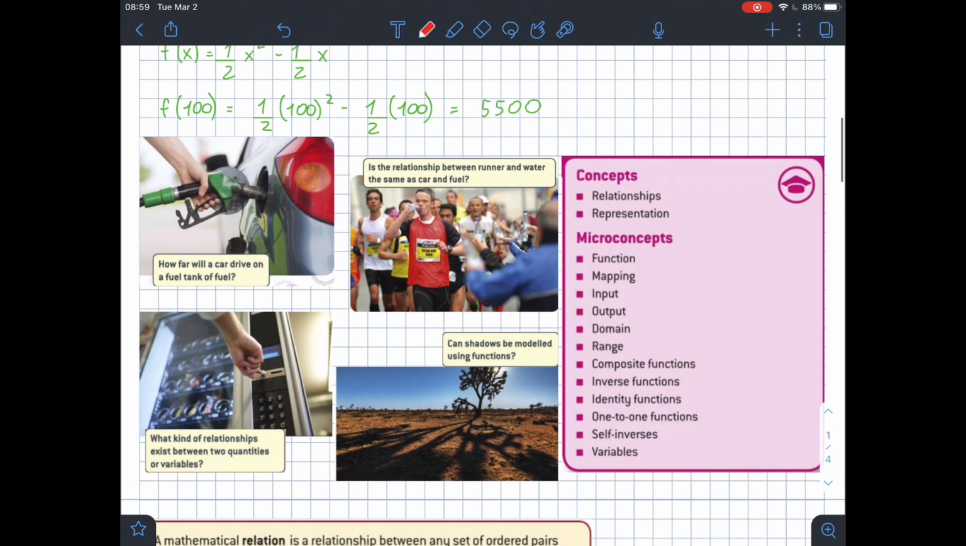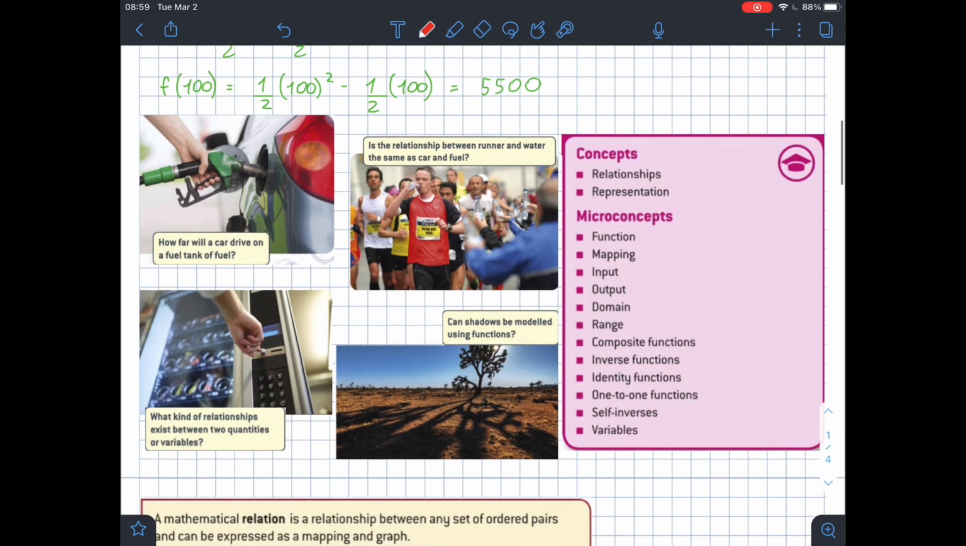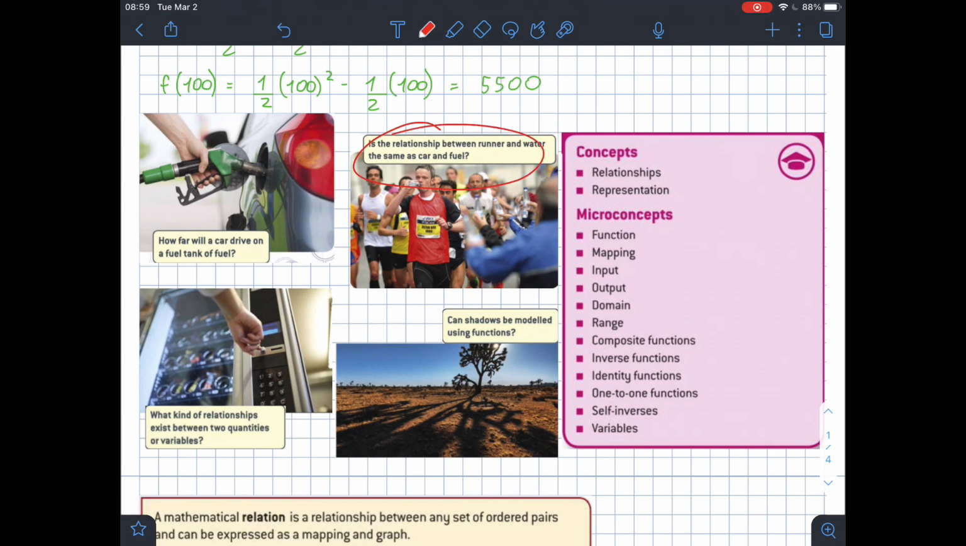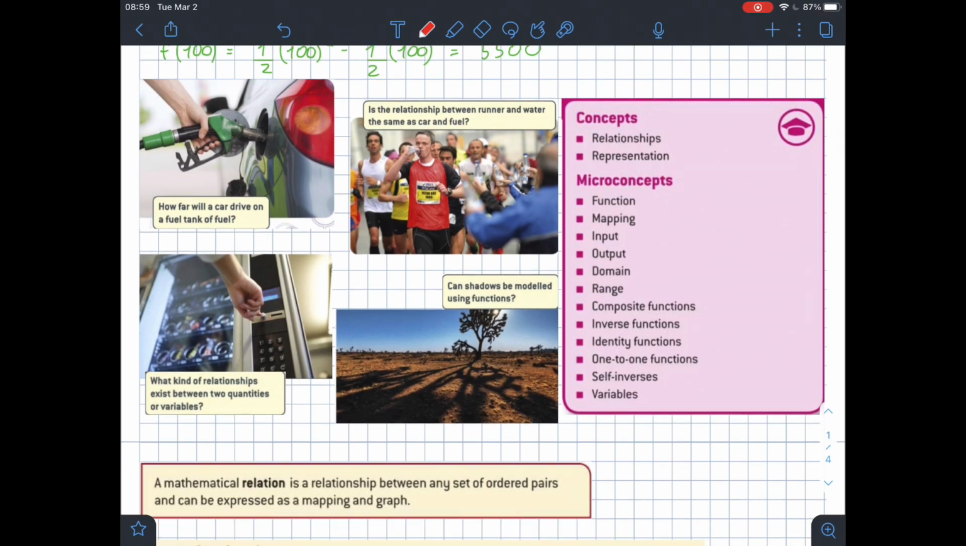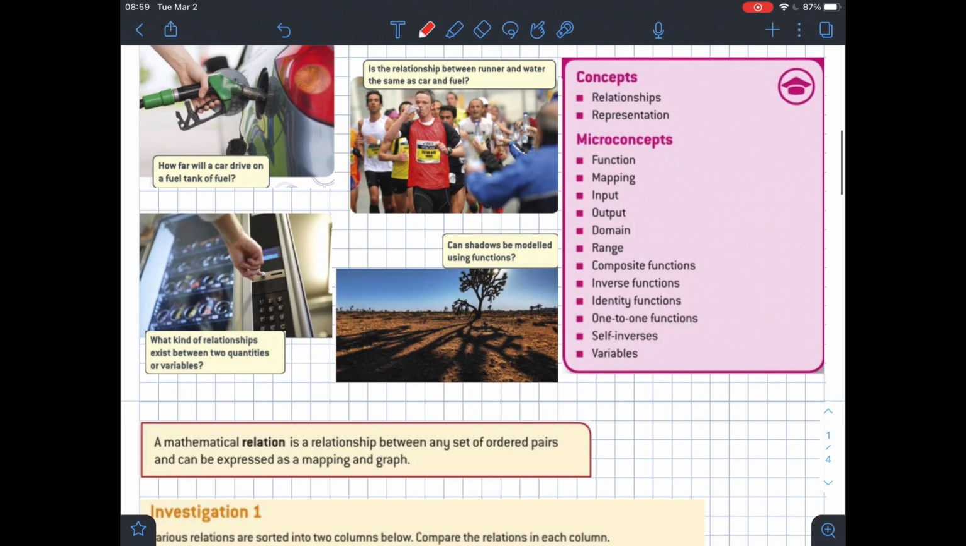Functions. So here are some other examples where functions can be used. For example, here, how far will a car drive on a full tank of fuel, right? So we can model this using functions. Or is the relationship between runner and water the same as car and fuel? I don't think so, right? In the case of car and fuel, the greater the amount of fuel, the car will travel more, right? But in case of humans, if we drink more water, that doesn't necessarily mean that we're going to run more, right? If we drink too much water, maybe we'll feel sick and we won't be able to run anymore.